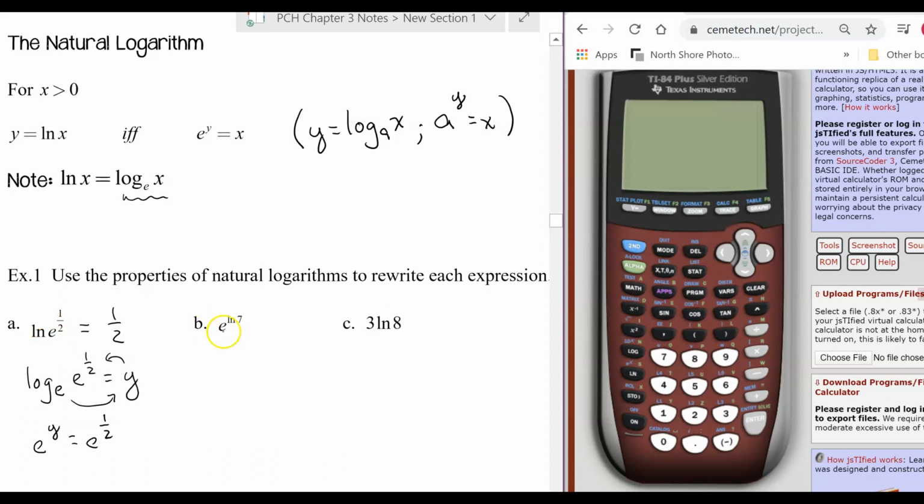Then for part B, we have e to the natural log of 7. Again, the e and the natural log cancel each other out, so that's just going to be 7.